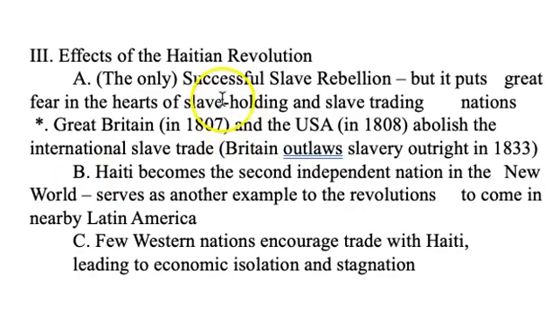So this is the only successful slave rebellion, but it also puts a lot of fear into the hearts of slave holding and trading nations. And that's very important. After the Haitian Revolution, you are going to see laws that are going to be enacted in places like Great Britain and the US, as well as in a lot of the colonies, where they are no longer going to be importing African slaves directly from Africa.